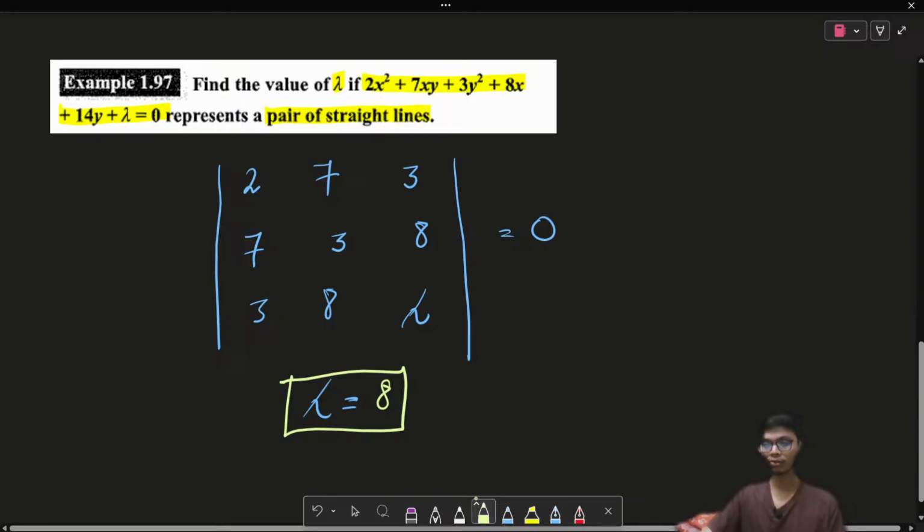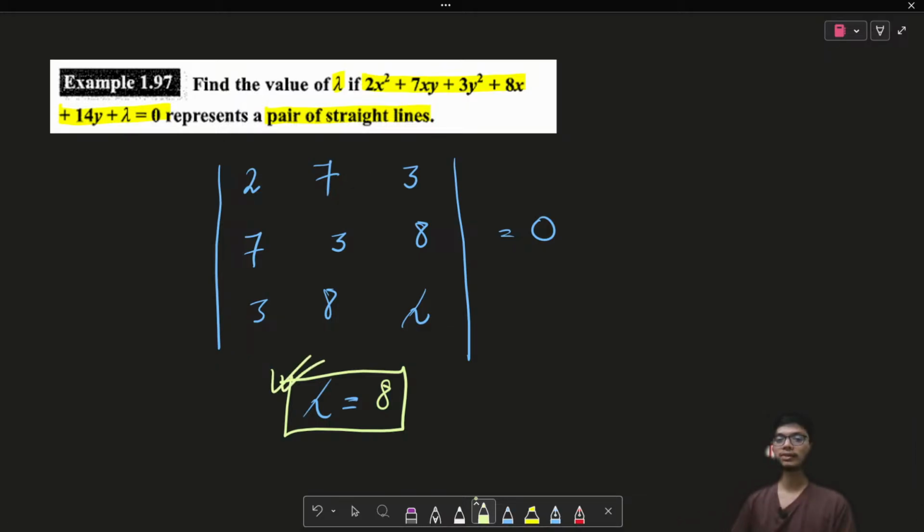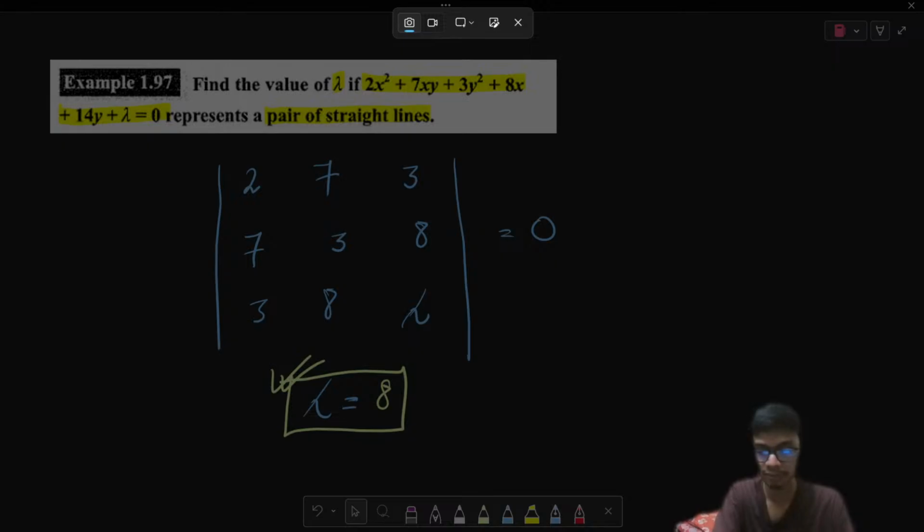So please try to solve this problem, you will see that the answer for this lambda value should come out to be 8. Okay, I hope this is clear. I hope this question is clear to all of you. I hope this result is clear, right? So now let us move forward in solving some other important problems, right?